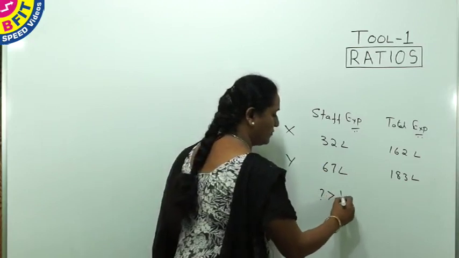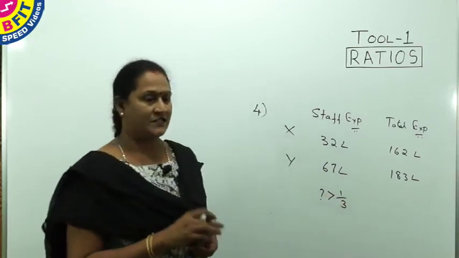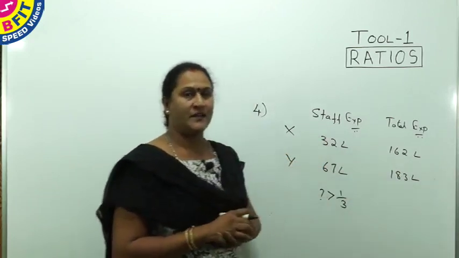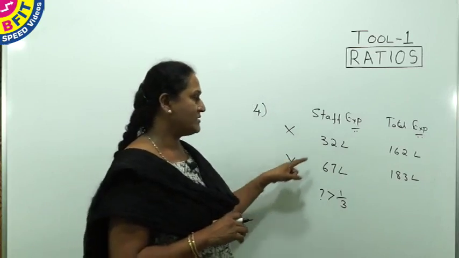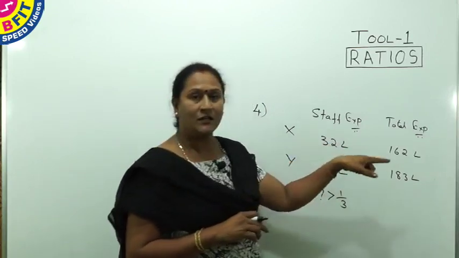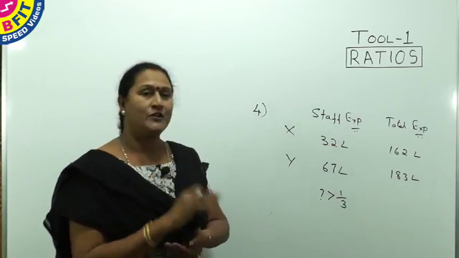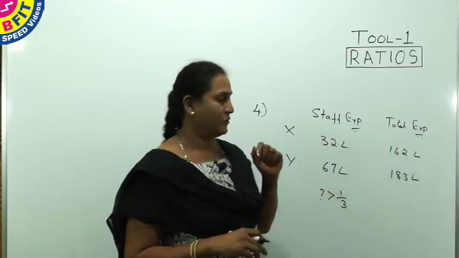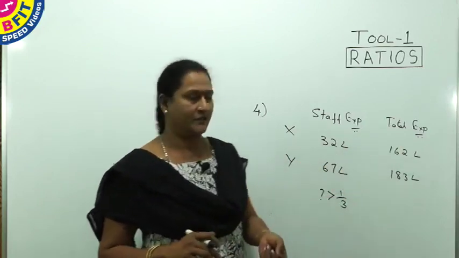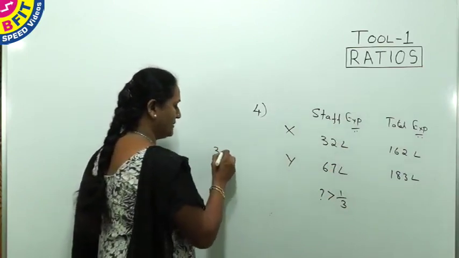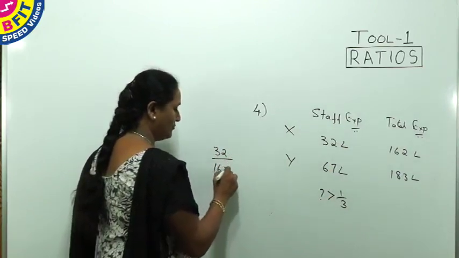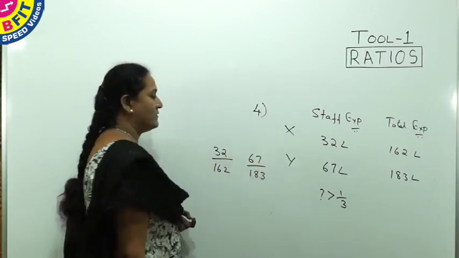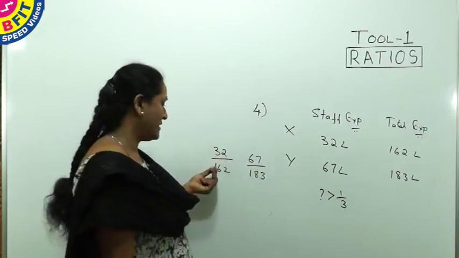So now which company's staff expenditure is more than 1/3? The question is: staff expenditure and total expenditure for both the companies are given. For which company was staff expenditure more than 1/3 of the total expenditure? And how do we proceed? So we have two ratios here, 32 out of 162 and 67 out of 183. So it is 32 by 162, and the other ratio is 67 by 183.